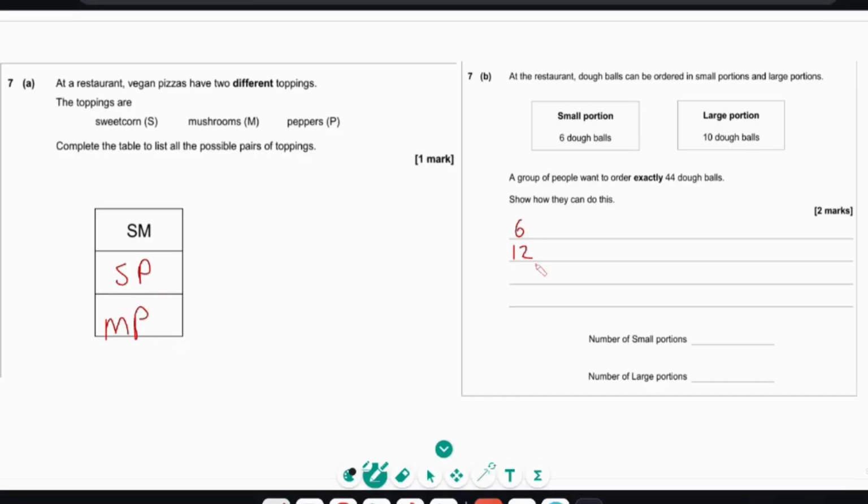12. Same with that one. 18, 24. Now that could work. So I've got 4 small portions here. And then 24, 34, 44. I've got my 2 large portions here, if that makes sense. So number of small portions 4, number of large 2.